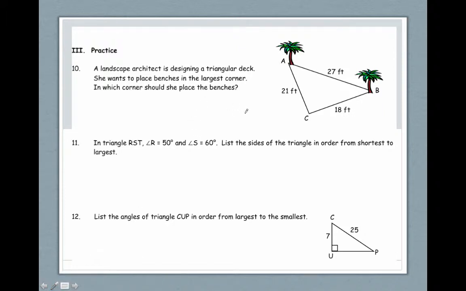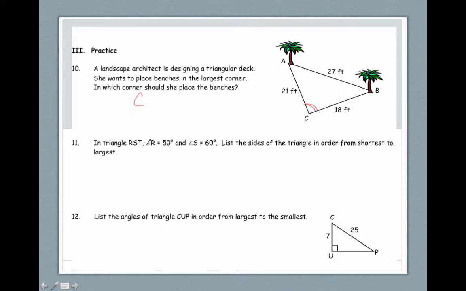Okay, we have a triangular deck, and they want to place benches in the largest corner. The largest corner is going to be the one opposite the longest side. The longest side is 27, 21, 18, 27. So she ought to place them here.